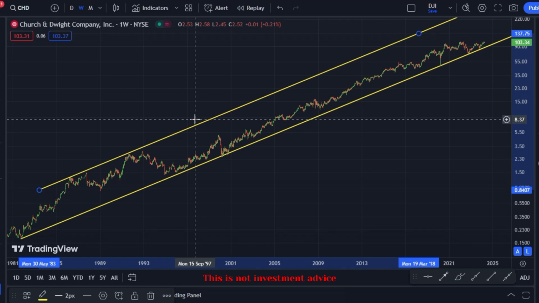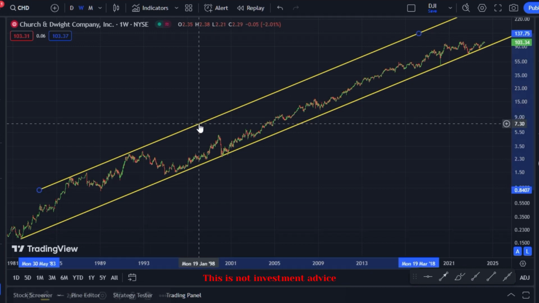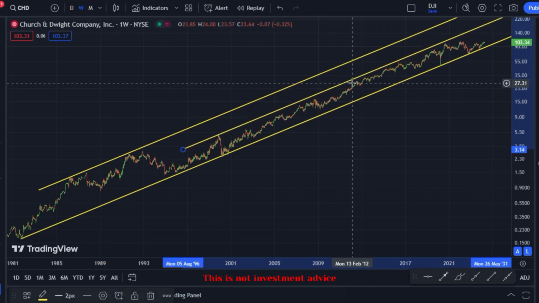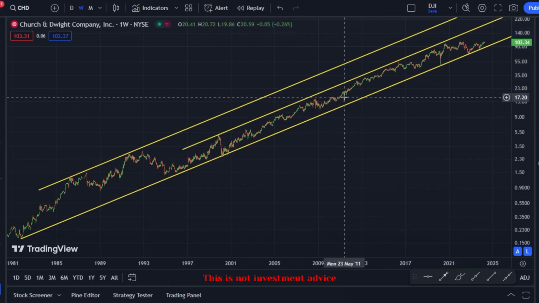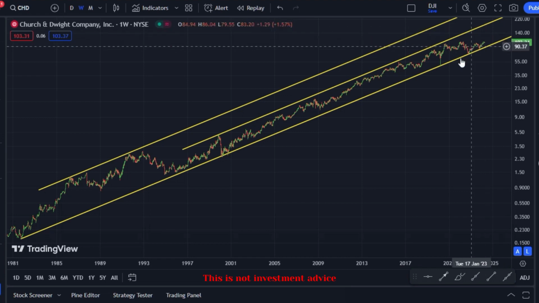A 40-year channel. The beauty of the logarithmic trend is already evident, as we've discussed in a previous video. It's a dual-lane road. It has been utilising the lower lane for quite some time now, but it seems like it's time to move to the upper channel as well.